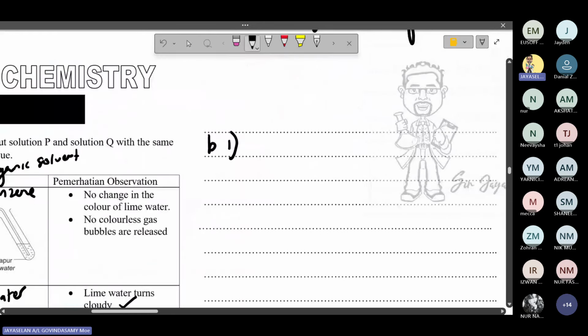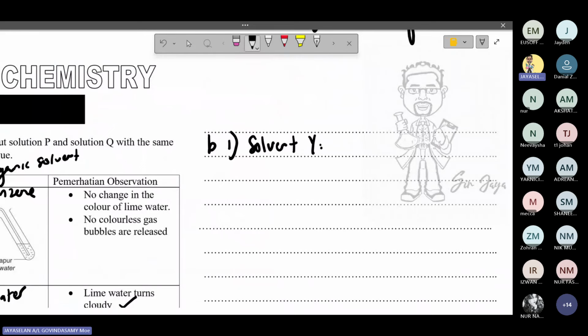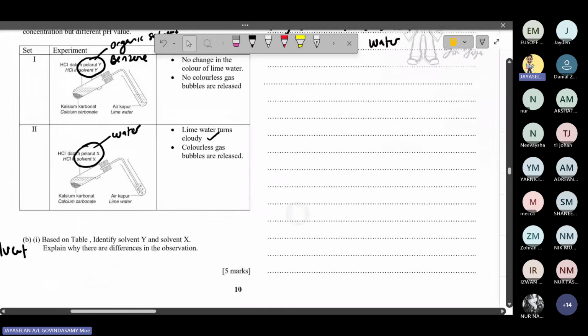Okay, B1. So you put your solvent. Solvent Y. What is solvent Y? Solvent Y, you put benzene solution or tetrachloromethane solution. Then you go to solvent X. Solvent X is what? Water. That's all. You already scored 2 marks out of 5 marks.